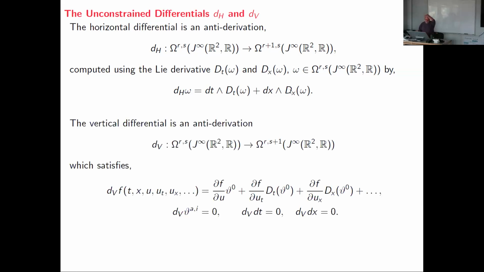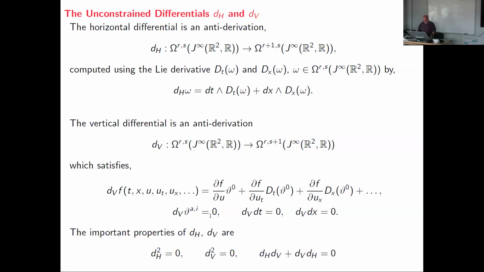And there's also the vertical differential, which shifts your vertical degree up from s to s plus 1. Its value on a function is really just differentiate with respect to u and its derivatives, and then multiply by the contact forms of that degree. So this is just a local formula for it on functions. And here are some of its properties.